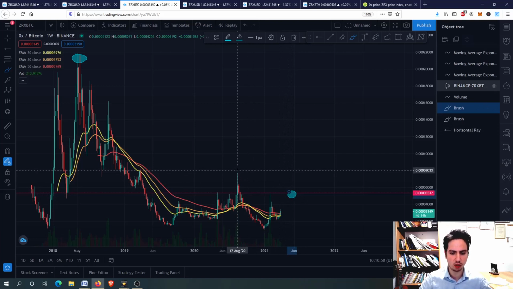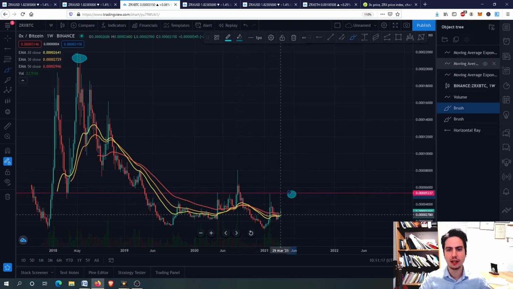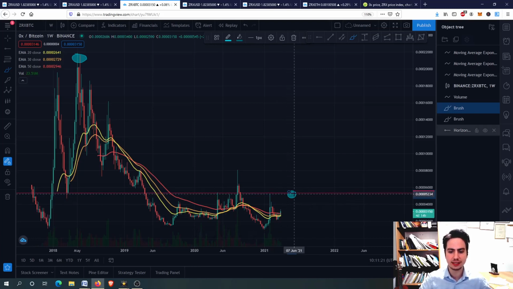Here we retested on August 2020 this line here. Okay, this resistance line here which was previously a support line. We went down, we went beyond this resistance line, then we retested this resistance line here standing, and now I want to see the 50-day MA going beyond the 20-day MA and the 30-day MA retesting this, and then we will see afterwards if it can go up or down.